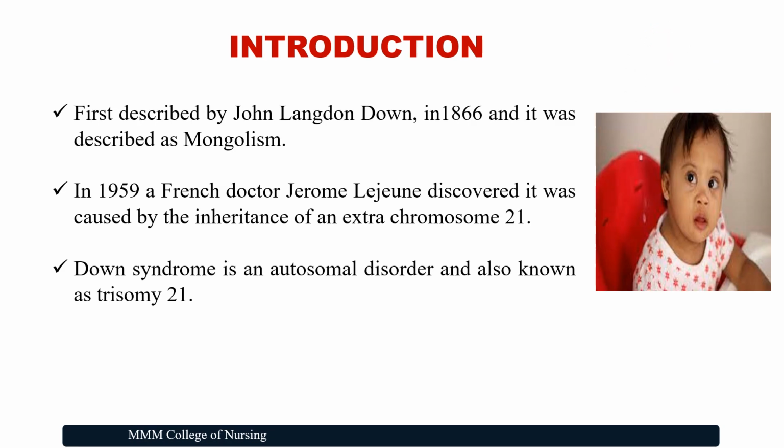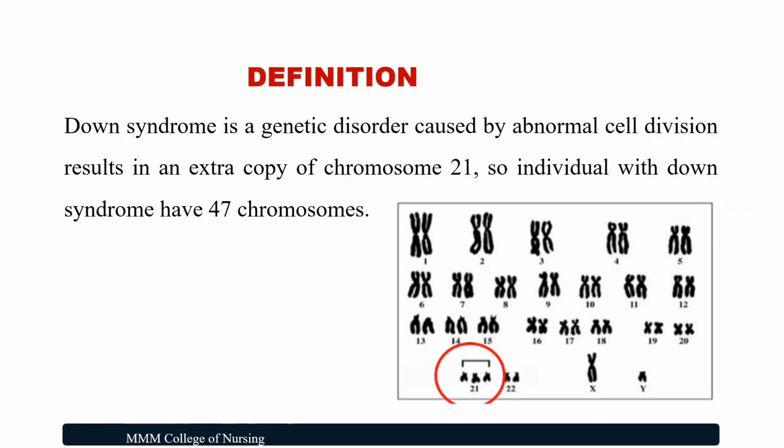Introduction about the topic. The term Down syndrome was first described by John Langdon Down in the year 1866, and it was described as Mongolism. In the year 1959, the French doctor Jerome Lejeune discovered it was caused by inheritance of an extra chromosome 21. It is an autosomal disorder and it is also called trisomy 21.